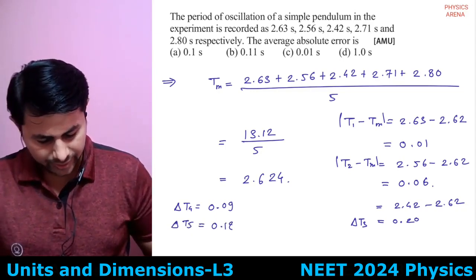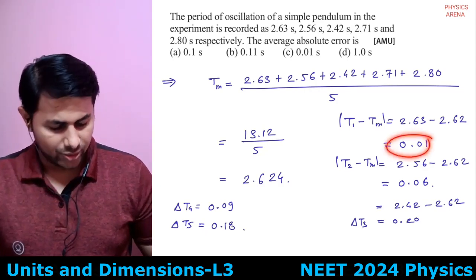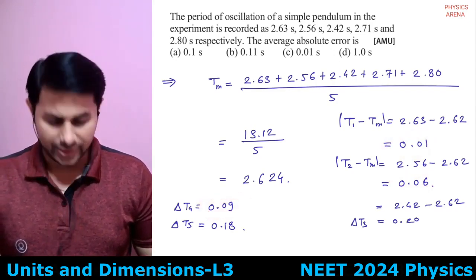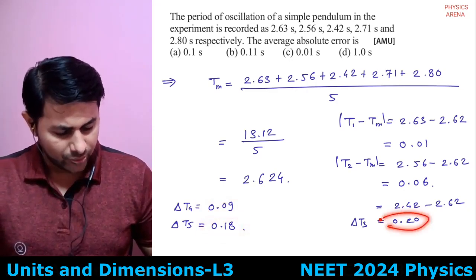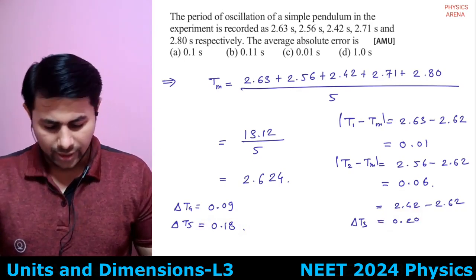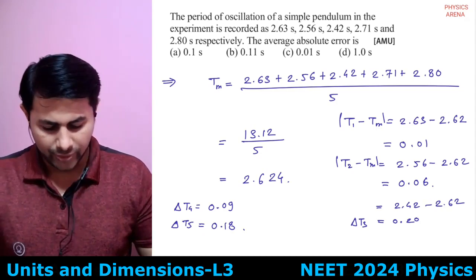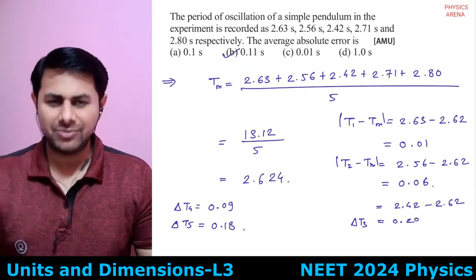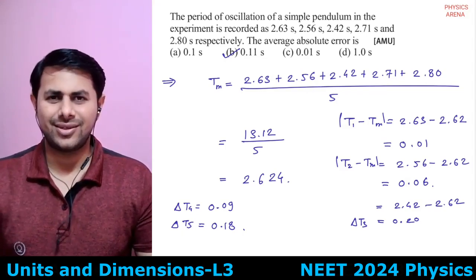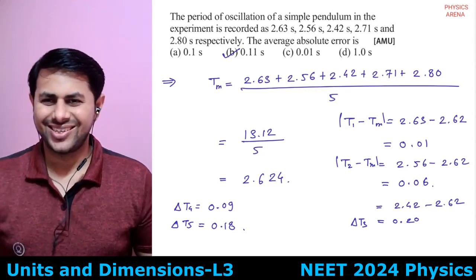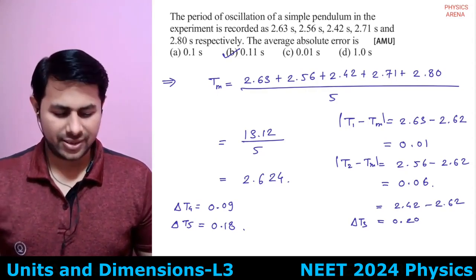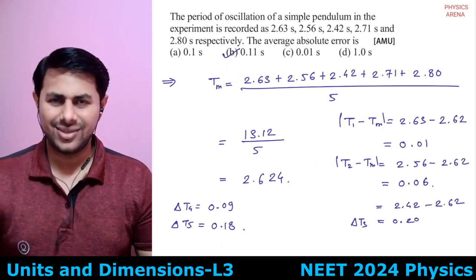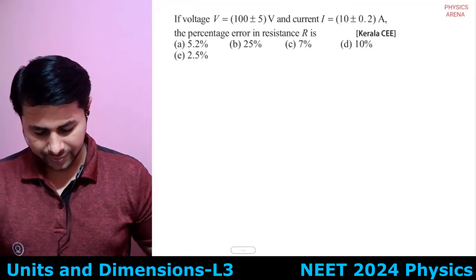Okay, so if we add all of them, 0.01 plus 0.06 is 0.07. 0.07 plus 0.09 will give me 0.16. 0.16 plus 0.18 will give me 0.34. 0.34 plus 0.20 will give me 0.54. And 0.54 divided by 5, what will that be? It's close to this one, right? So this is the answer. A laborious question. Sometimes these kinds of questions are asked. When you see them first, stay away for some time, see other questions and then come back. There is nothing in this question, just calculations. Okay, next question.